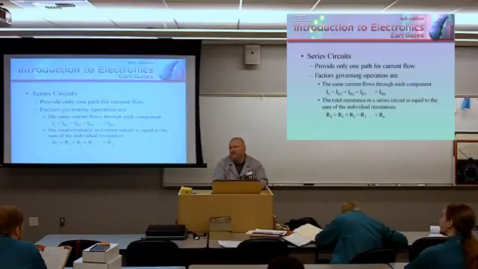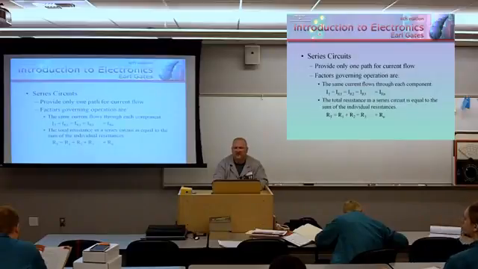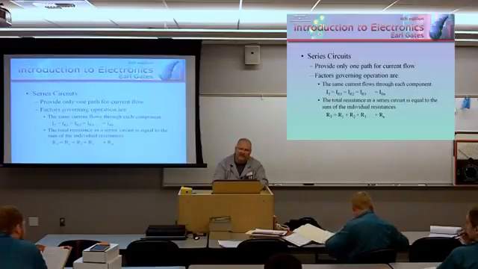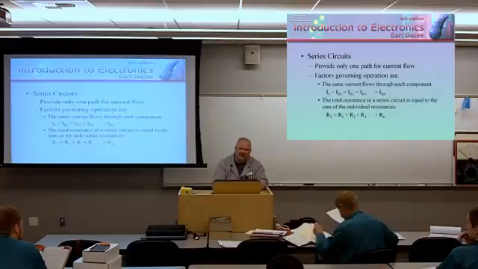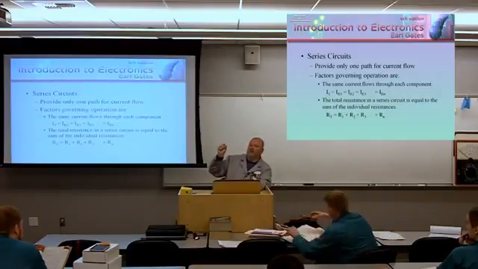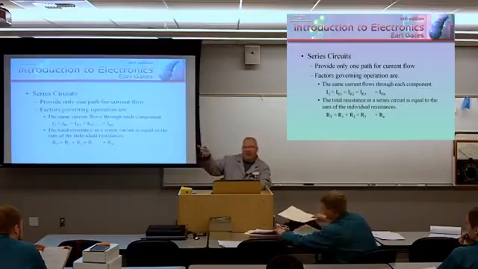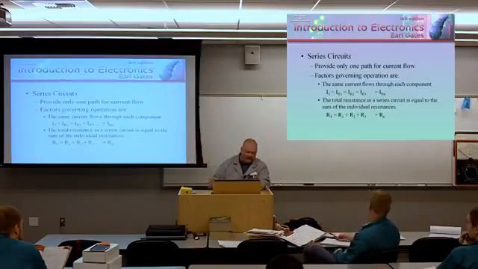As you know, a series circuit is a circuit that provides only one path for current flow. The simplest example of a series circuit, you ever have those holiday lights, the Christmas lights that a bulb burns out and the whole string goes out? It's a series circuit. Because the filament of one bulb interrupts the flow of current to all the other bulbs. It's a series circuit.